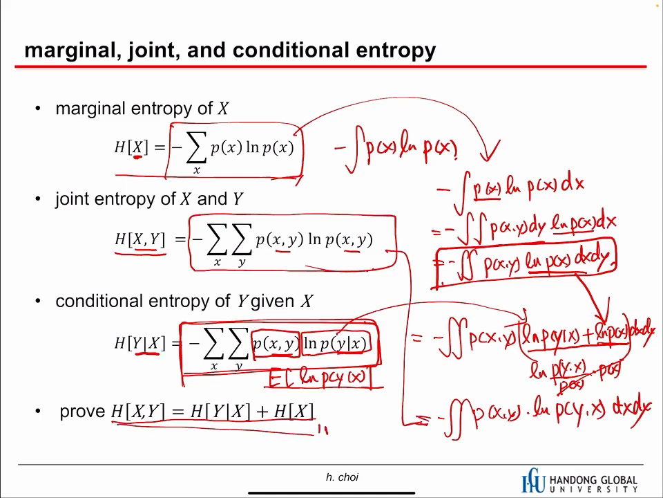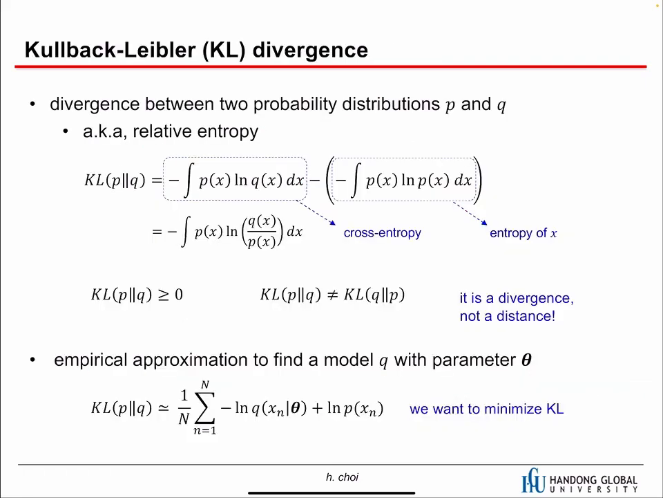Okay, so now I think you've become an expert in entropy. Good. So you know pretty much everything about entropy for machine learning. We have a little more than just entropy. The next topic is KL divergence, or Kullback-Leibler divergence.